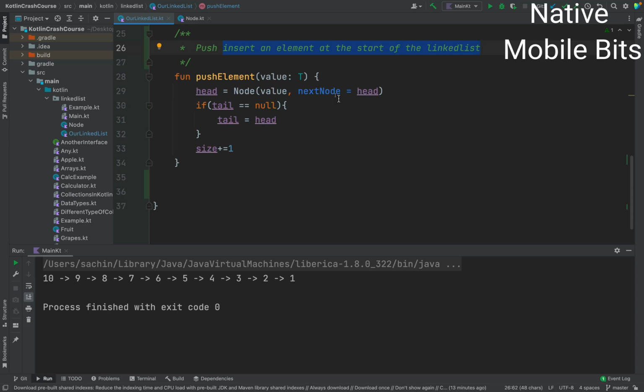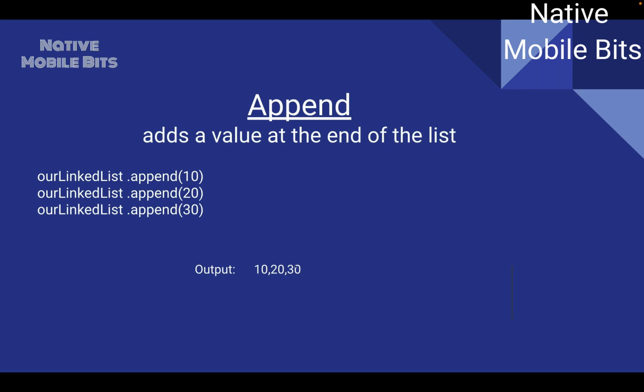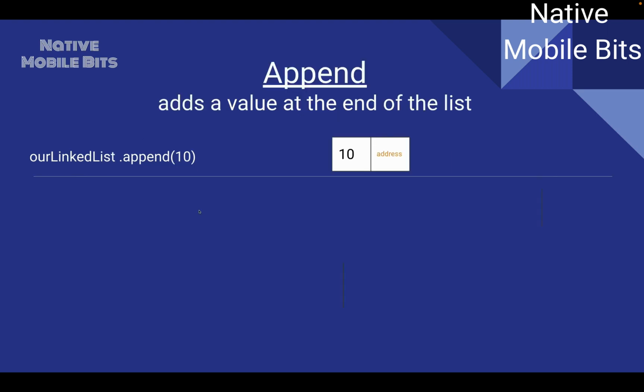Okay. Now let's move on to the next operation and that is called append. So append is the exact opposite to the previous push operation. So whenever we use append operation, this adds the value at the end of the list. Okay. So let's take an example. Suppose we are trying to add these three values using append operation inside our linked list: 10, 20 and 30. So first it will add 10 and this 10 will become the head and the tail both because there is no node previously. So this is the first node, it becomes head and tail both of our linked list.